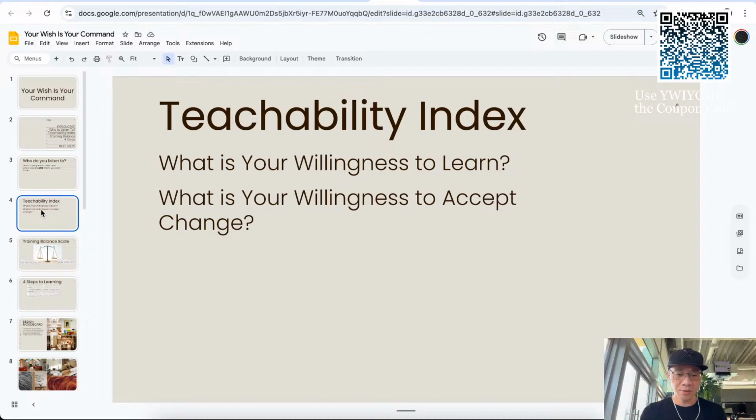You have to look at yourself square and be like, well, how teachable am I? Number one, what is my willingness to learn? Give myself a score. Be very, very objective, from 0 to 10. And what is my willingness to accept change? Also giving myself a score from 0 to 10. You're going to multiply these numbers together.